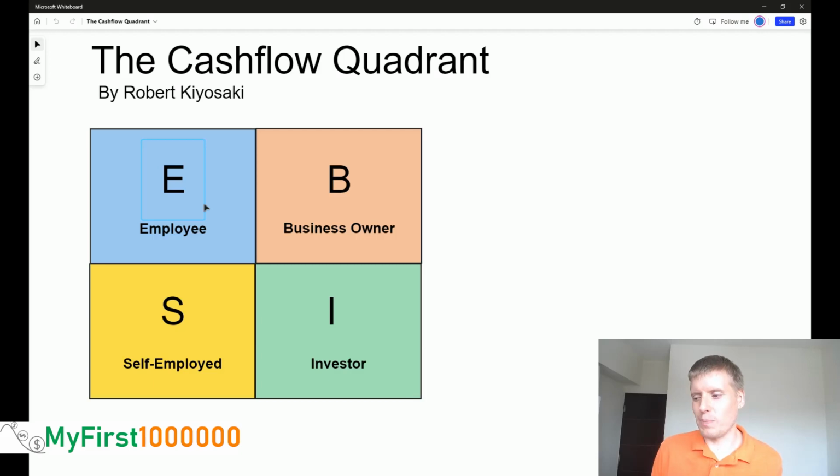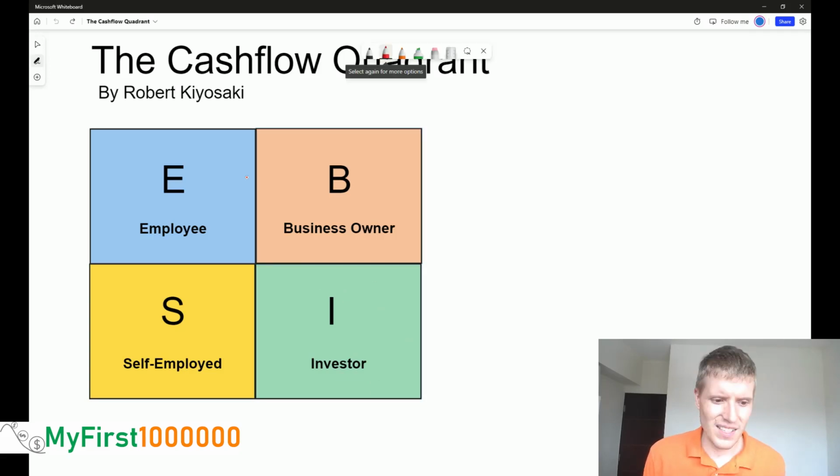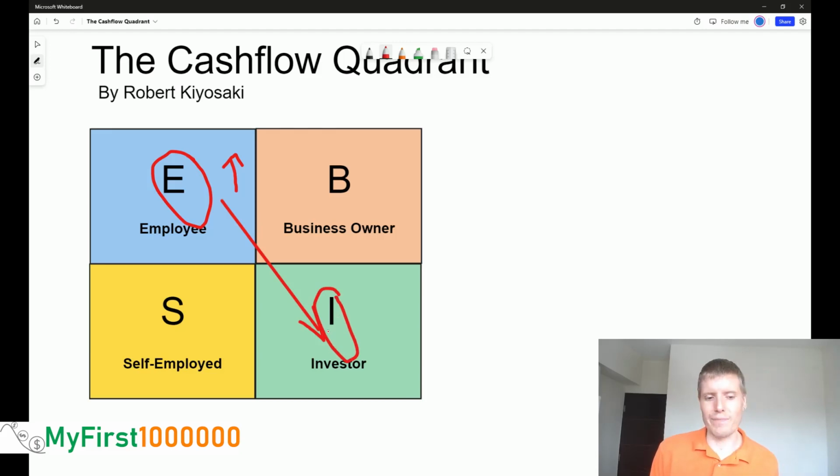And how is it possible? If you are able to generate a high savings rate as an employee, you can use your money to invest. And over time, you will become an investor. So basically what we are trying to do here, if you're employed, you want to have a high savings rate. Then you want to take the money that you're saving and put it over here and become an investor over time.